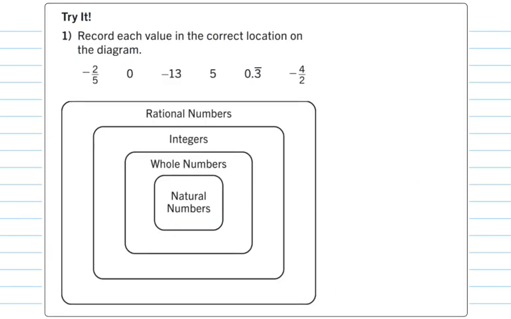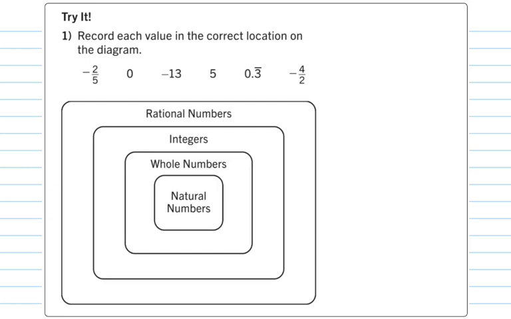So now that we reviewed our 4 terms, let's go ahead and do some practice problems. The first one is asking us to record each value in the correct location on the diagram. The first value is -2/5. Notice how it's a fraction, and it's already simplified because both 2 and 5 are prime, so I know that I can't simplify it anymore.